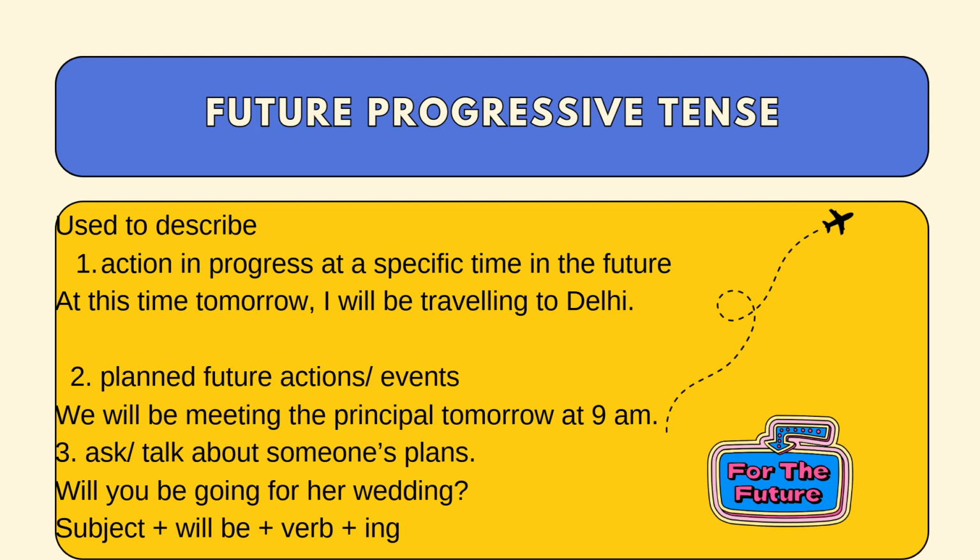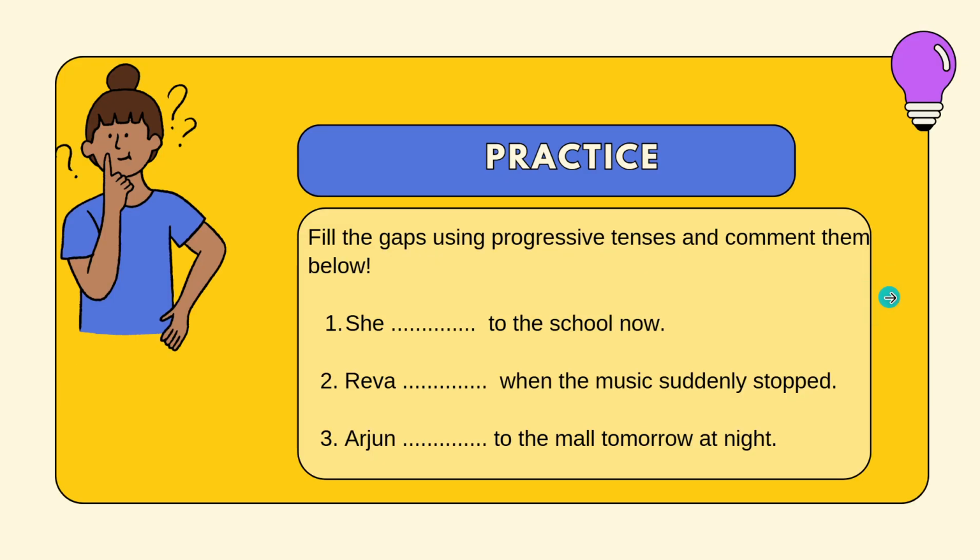It is also used to talk about or ask about someone's plans. So, will you be going for her wedding? So, when you are asking a question about somebody's plan for the future, will you be becoming a doctor in the future? Are you going to become a doctor in the future? There you will use future progressive tense. So this is all about progressive tense. It's quite easy if you already know what simple tenses are.